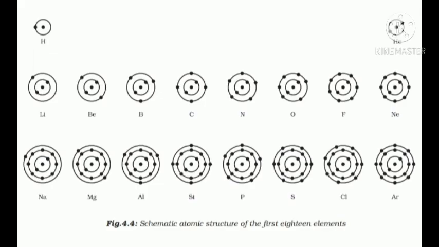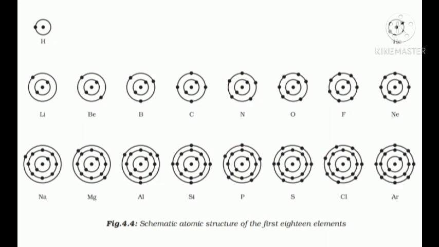Look at diagram 4.4. Here the schematic atomic structure of the first 18 elements is given. You know, the center contains a nucleus. The nucleus contains protons and neutrons, around which the electrons are revolving. Hydrogen, number of electrons 1. So you draw one shell or orbit or energy level, that is K, and put one dot. Dot indicates electrons. So the outermost shell contains one electron.